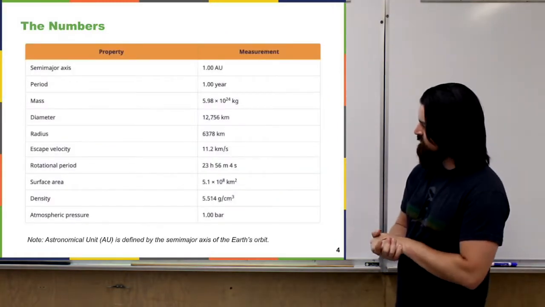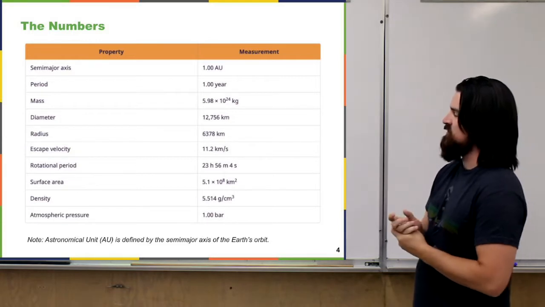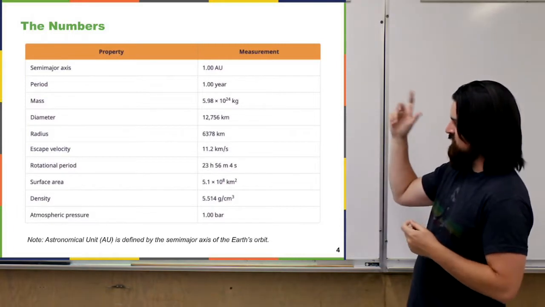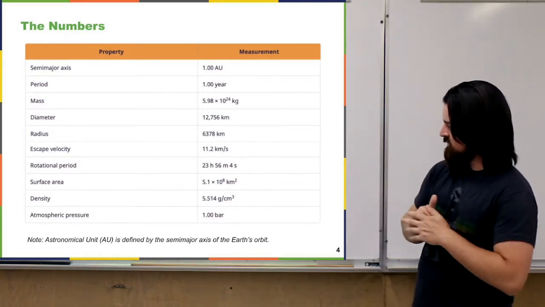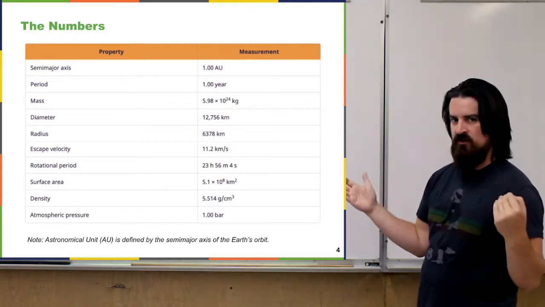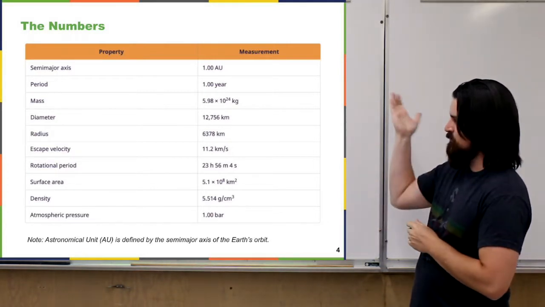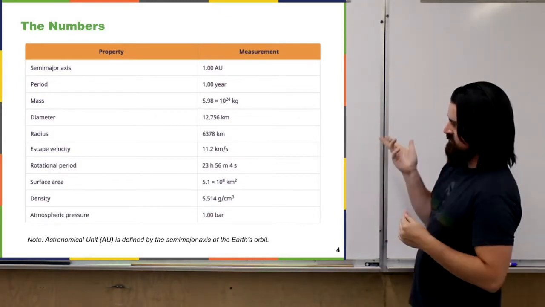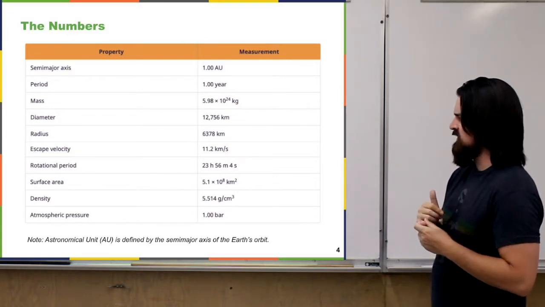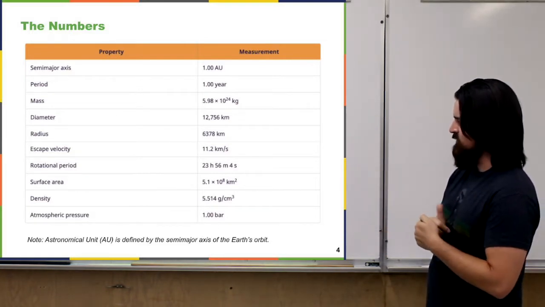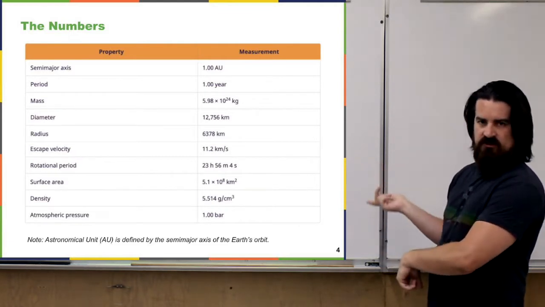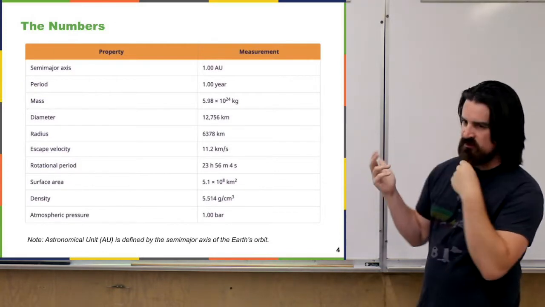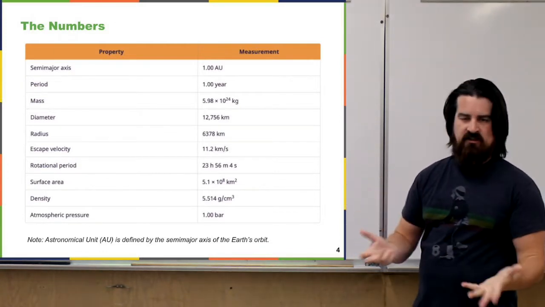Just looking at some of the numbers, it's standard to measure planetary-scale distances in astronomical units. That's the distance of the semi-major axis of the Earth's orbit, halfway across its elliptical orbit. And the period we usually measure in Earth years. The mass, diameter, the radius. We talked about escape velocity a little bit in the first lecture or two. Density, about 5.5 grams per cubic centimeter. And atmospheric pressure is another standard, where one bar is the standard pressure at sea level on Earth.